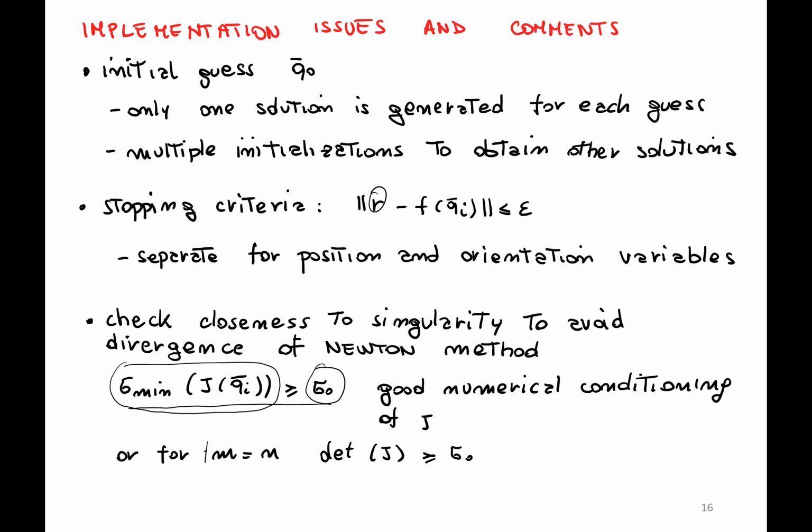And in the case of a square J matrix, it means requiring that the determinant is bigger than a certain threshold. So with this, we can check if we are close to the singularity, because close to a singularity, these algorithms can have problems.